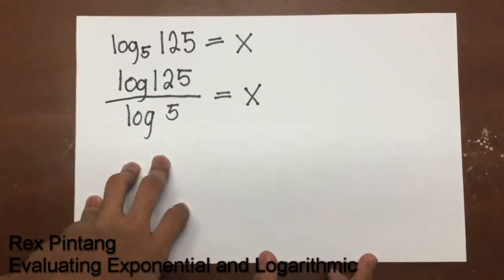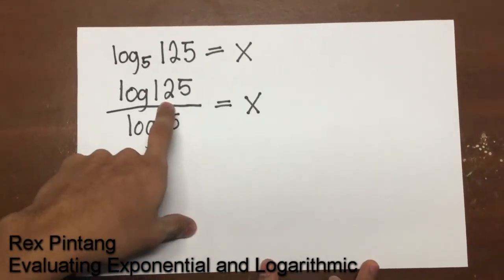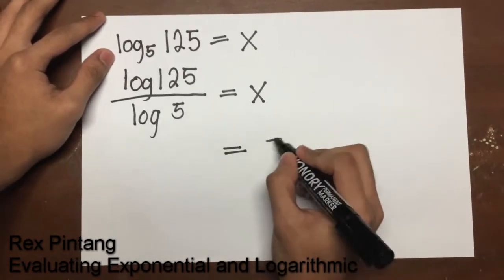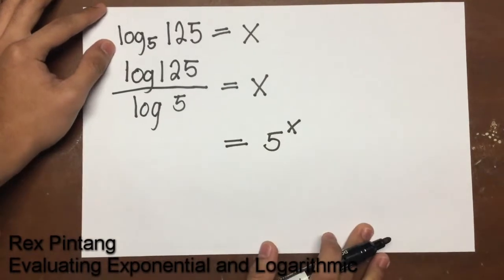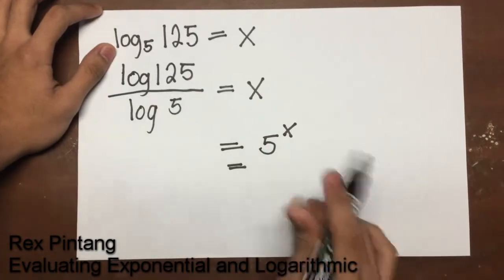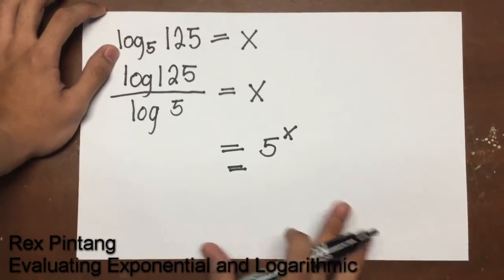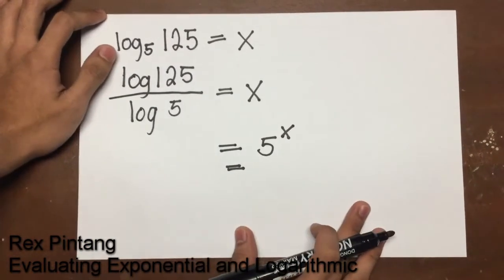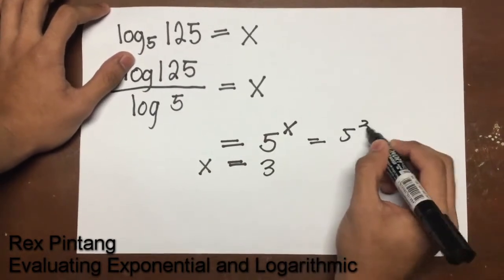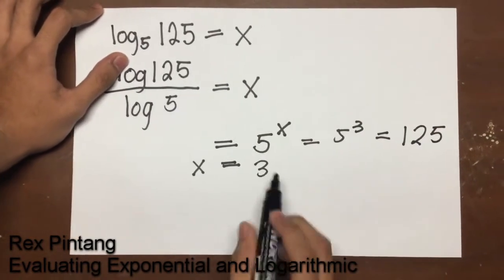In order to get the x, we have to think first what will be the exponent of 5 in order to get the 125. So the x will be 3. If you are going to check that, 5 raised to 3 is equal to 125, because 5 times 5 is equal to 25, and times 5 is equal to 125. So the value of x is equal to 3, because 5 raised to 3 is equal to 125. Meaning to say, 3 is a correct answer.